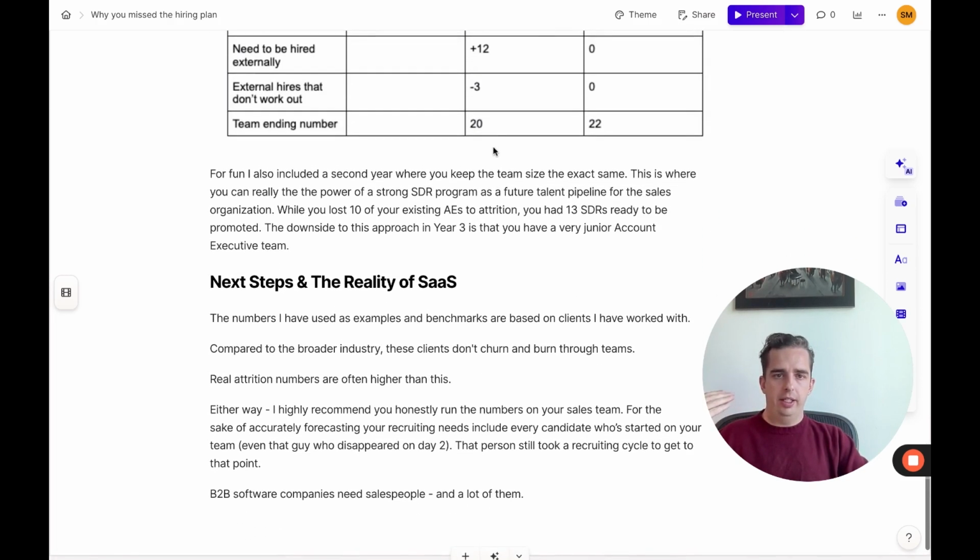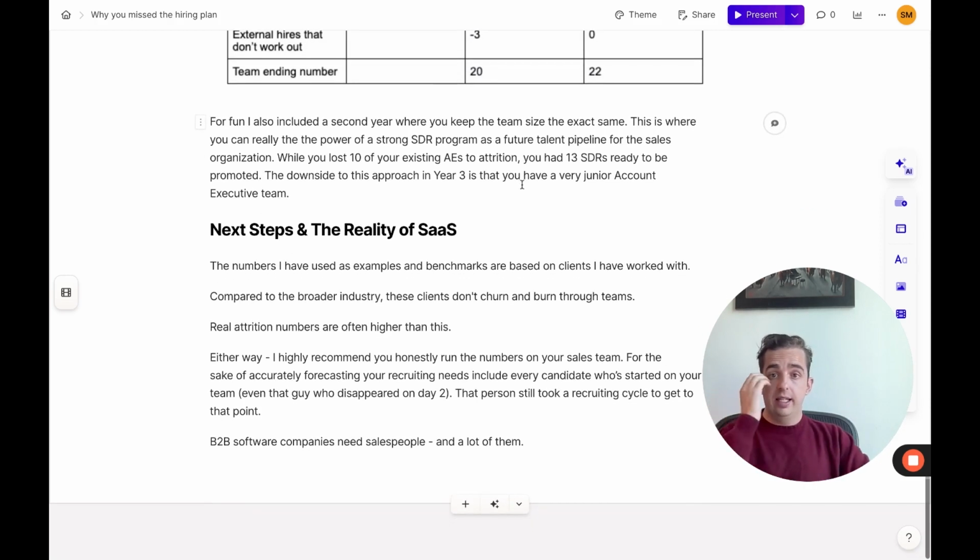The way to think about this is, the downside to that kind of approach, where you just turn off hiring for a full year, is that you end up with a very junior account executive team. But as I said, this is just the reality of hiring. This is the reality of the velocity at which you need to hire. Real attrition numbers are probably often higher than this.